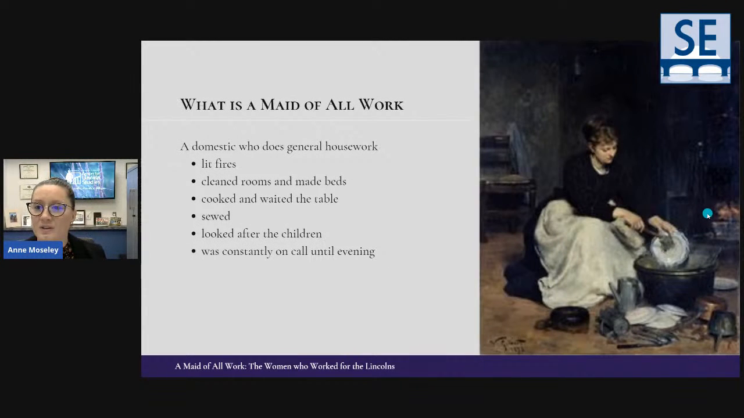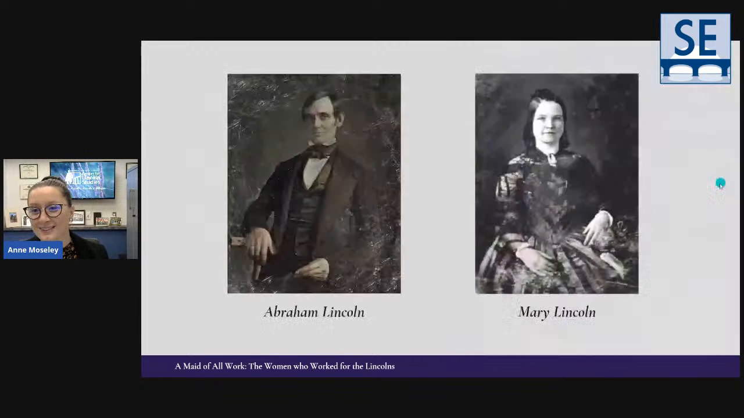So what did a maid do? Well, they did general housework, they lit fires, they cleaned rooms, cooked and waited tables, they sewed, they looked after children, and they were constantly on call, even until the evening. Most of these women did not have an 8-hour day. They were paid very poorly, and they were on call all the time. Most of the time, if they had a kind individual who was hiring them, they would get Sundays off. So you had that. You had your Sunday off.